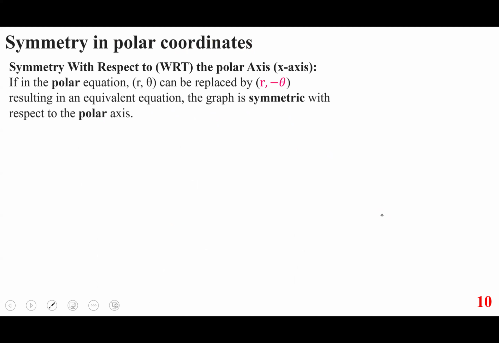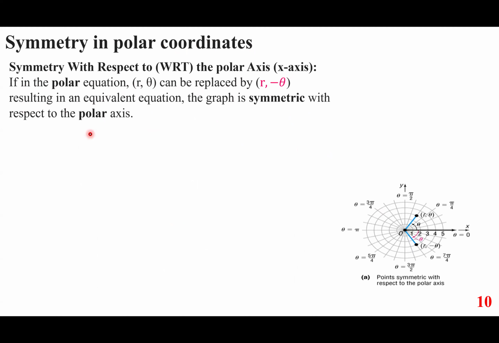The concept of symmetry we know in a rectangular coordinate system. Also, let's discuss it with respect to the polar system, with symmetry with respect to the polar axis, or the x-axis. If in the polar equation r comma theta can be replaced by r comma negative theta, resulting in an equivalent equation, the graph is symmetric with respect to the polar axis. So take a look.